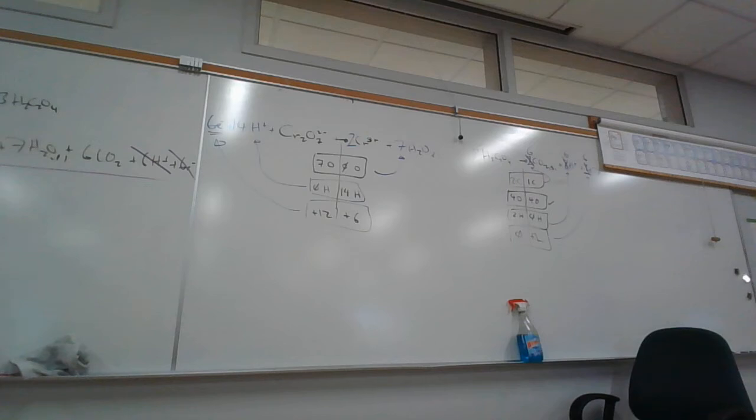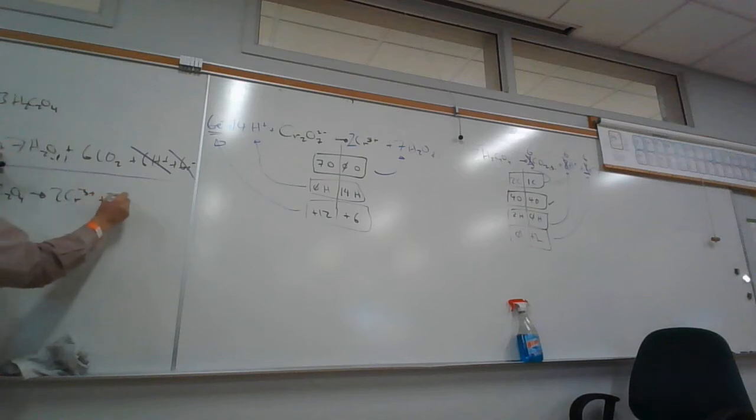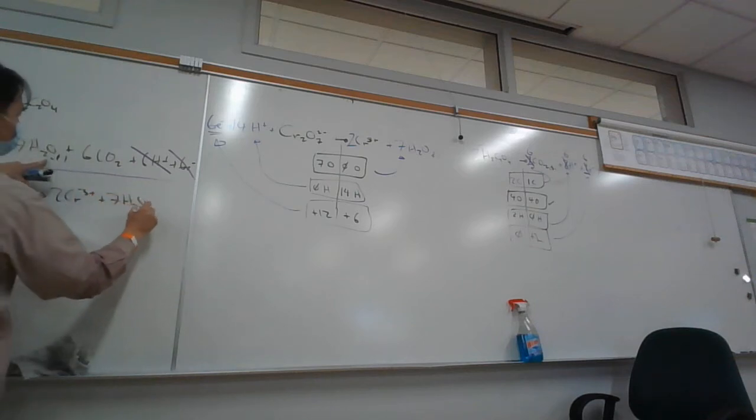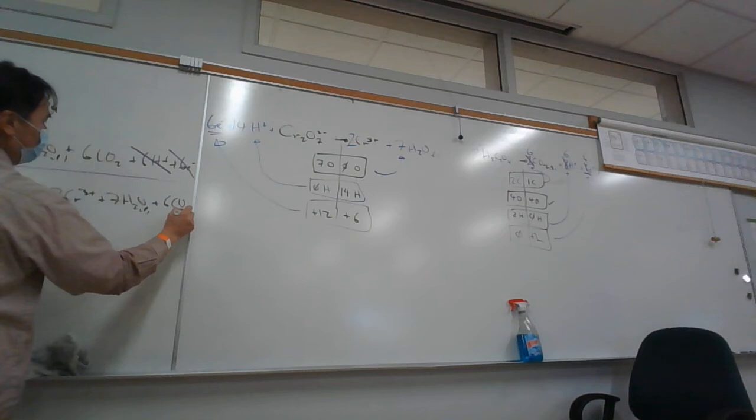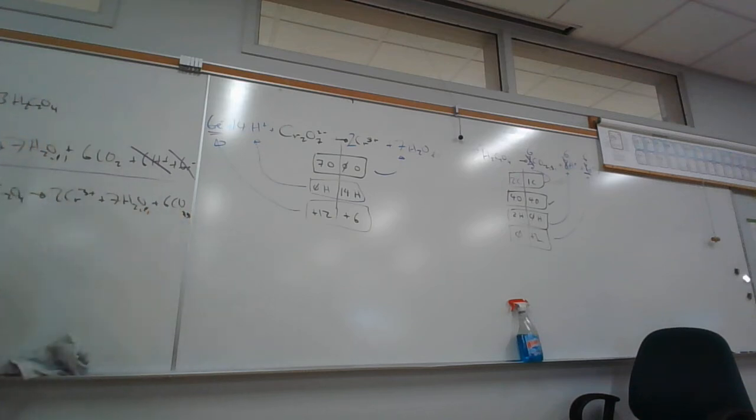And so the net reaction here is going to be 8H+ plus dichromate plus 3 oxalic acids gives 2 Cr3+, 7 H2O liquid, plus 6 CO2. So we're going to bubble CO2 gas from this.